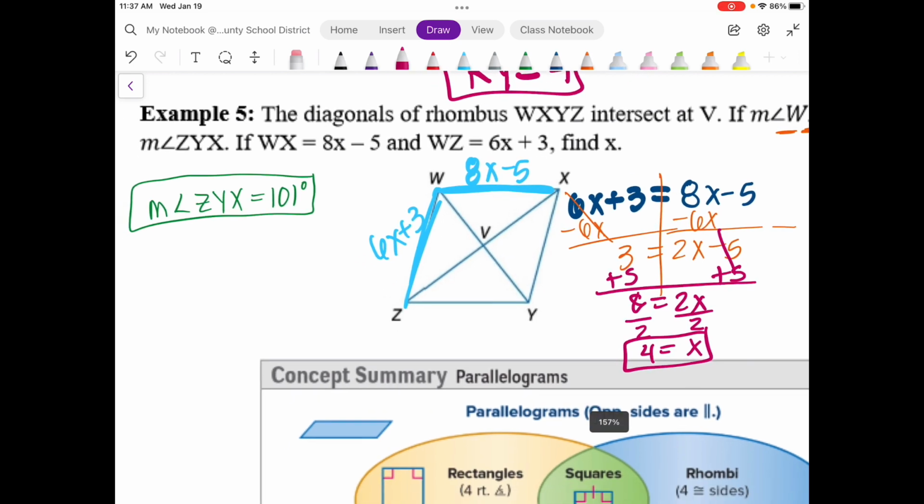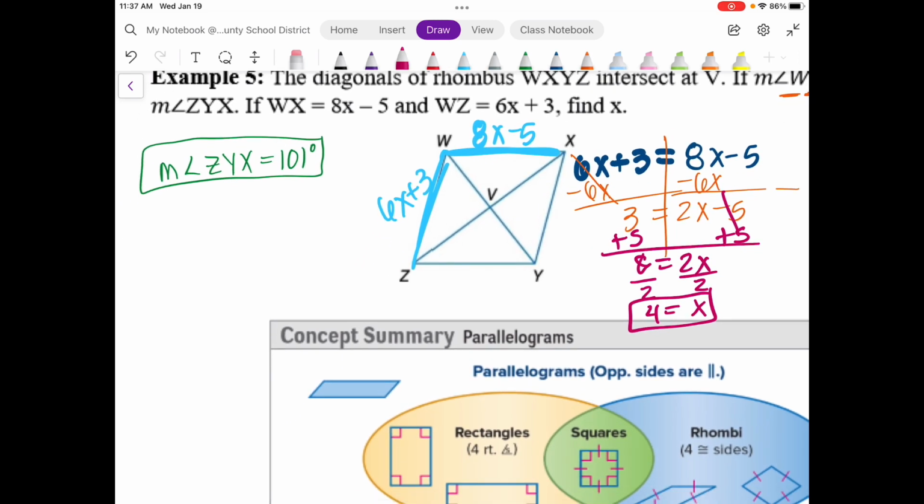Okay, so that's how we solve for those measurements. If the test was specifically asking you for the measure of WZ, for example, you would take the x, plug it in, and get your answer. So just kind of read the question, make sure you're answering the entire thing.